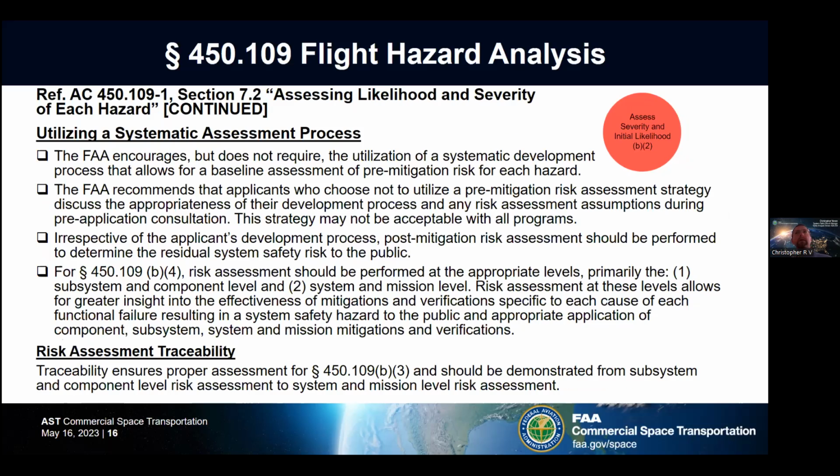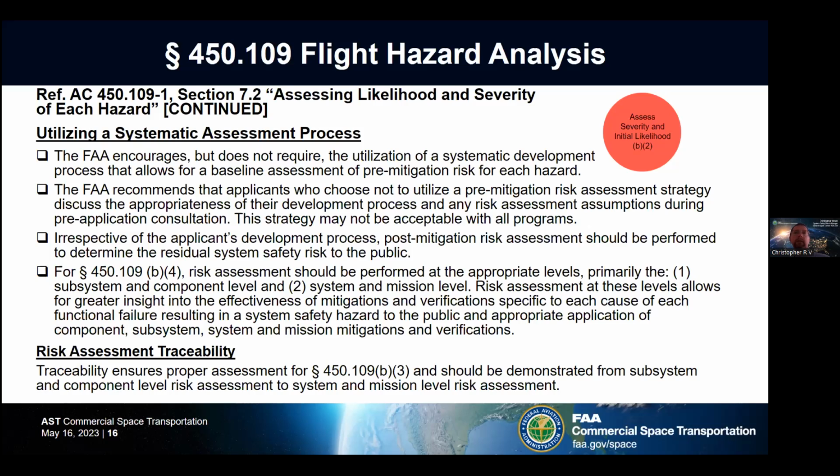Continuing with assessing severity and initial likelihoods, the FAA encourages but does not require the utilization of a systematic development process that allows for a baseline assessment of pre-mitigation risk for each hazard. The FAA recommends that applicants who choose not to utilize pre-mitigation risk assessment strategy discuss the appropriateness of their development process and any risk assessment assumptions during pre-app consultation.